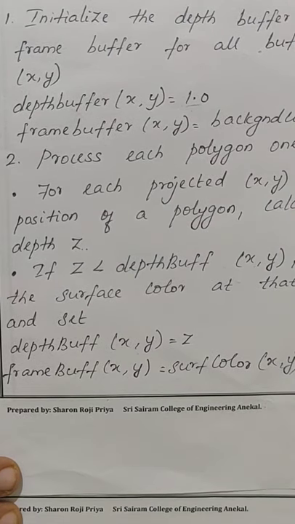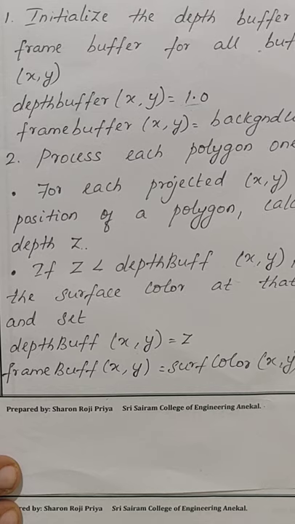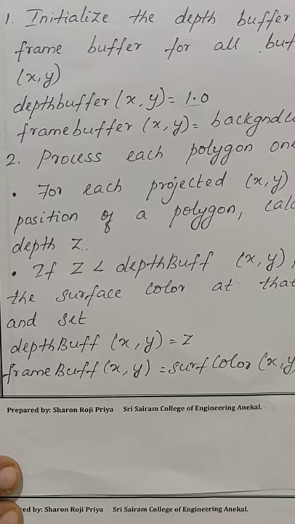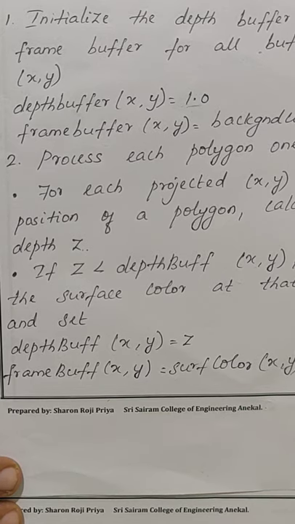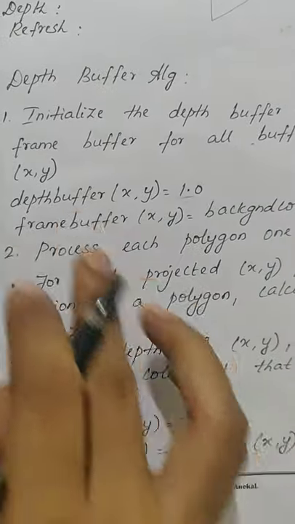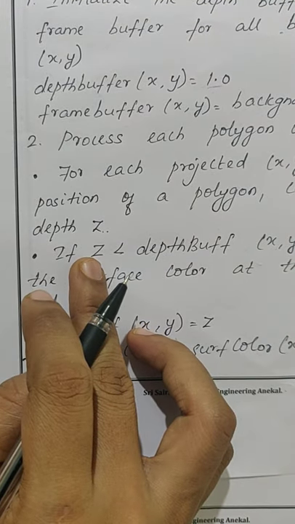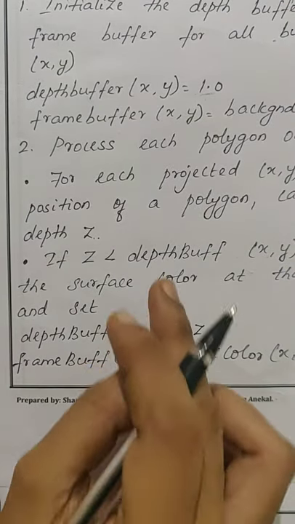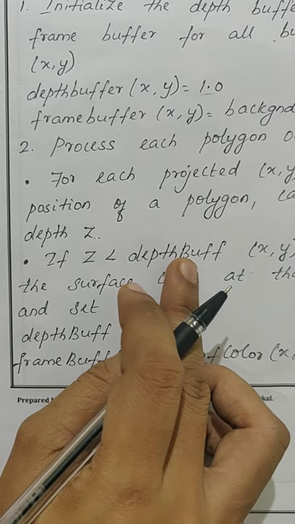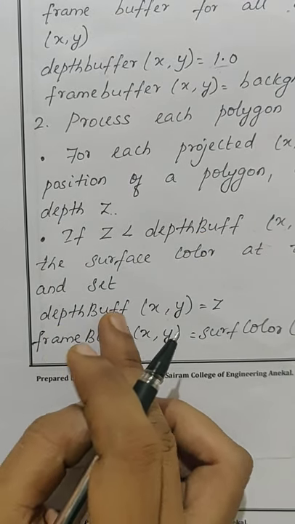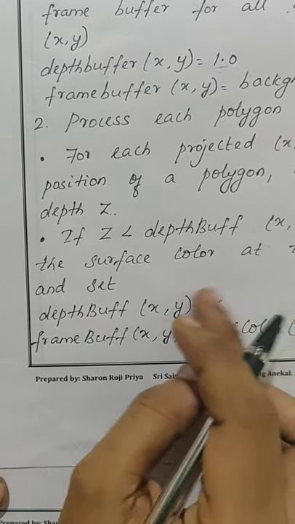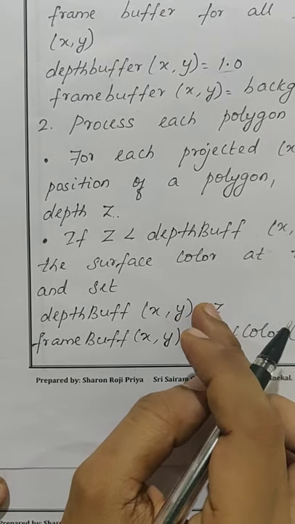I'll repeat. What is my aim in this depth buffer? Whichever object is closer will have the lesser Z value. So, if the Z value is less, it shows the object is closer to my view plane. So, I am initializing my depth buffer to the maximum value. When I compute the Z value for every pixel, if I find any Z value less than the already stored value, make the depth buffer the current computed Z value.